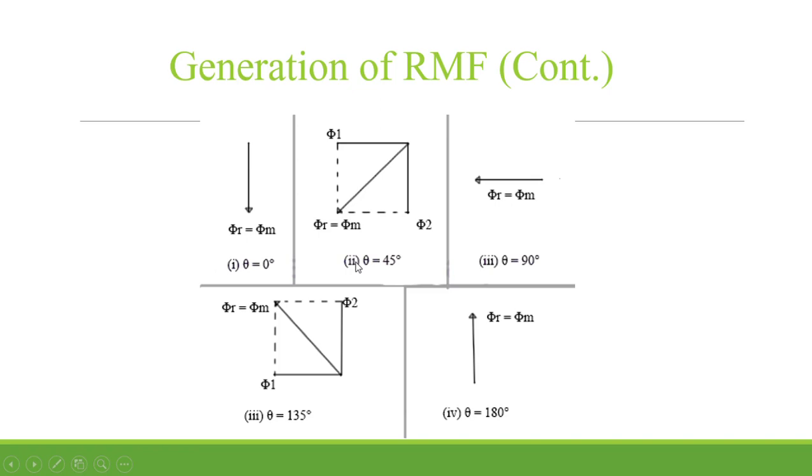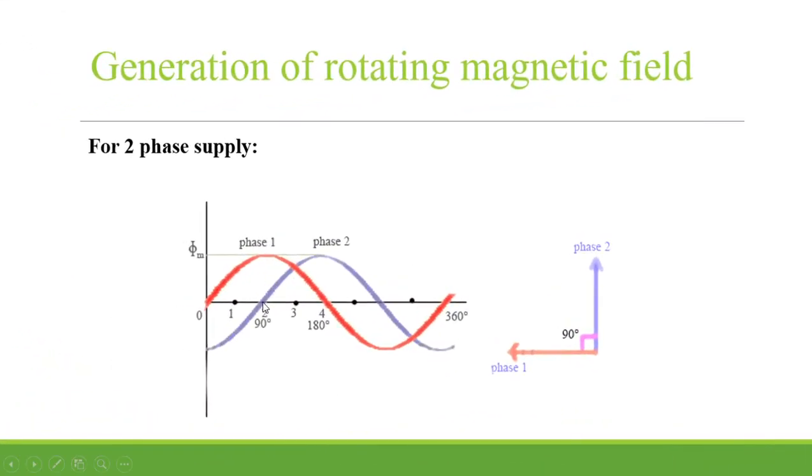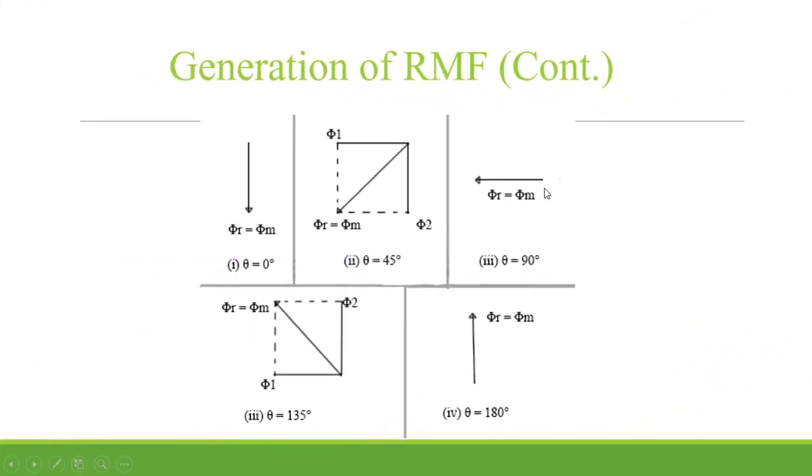For theta equals 90 degree, you can clearly see the phase 1 is at its maximum peak phi m and the phase 2 is 0. So the resultant is at 90 degree. At 90 degree, the resultant is phi m. So you can see earlier the resultant was in downward direction, then it moved slightly in this direction, then again it came to this direction. Then similarly for theta equals 135 degree, you will get the resultant as phi m in this direction, and for 180 degree you will be getting the resultant in the upward direction.